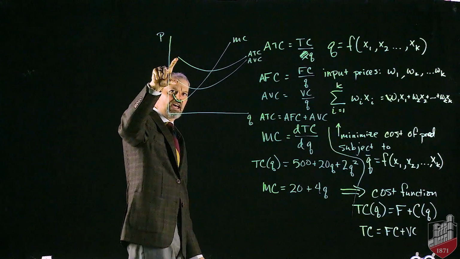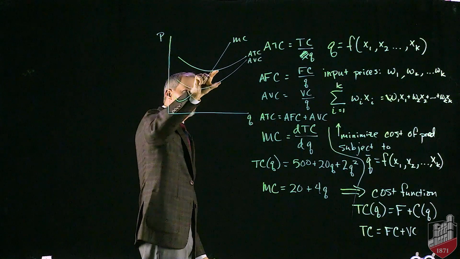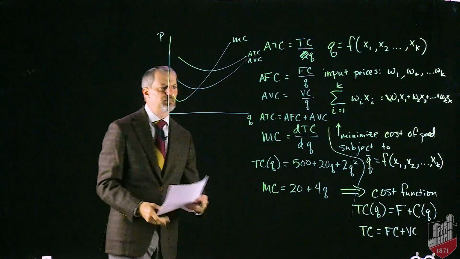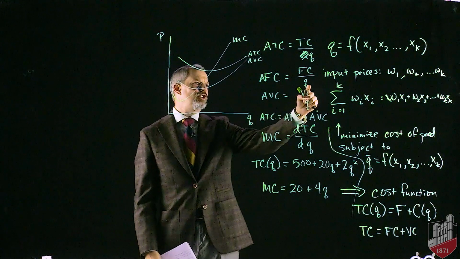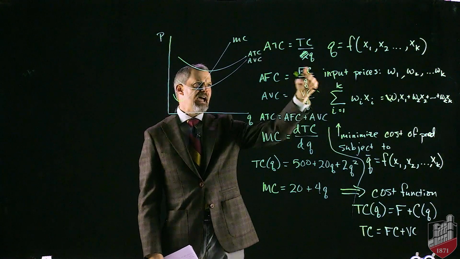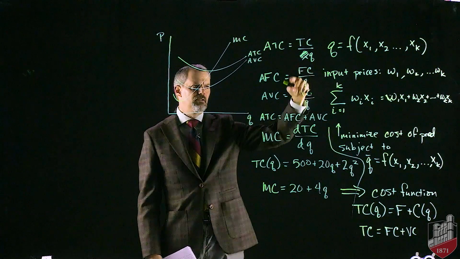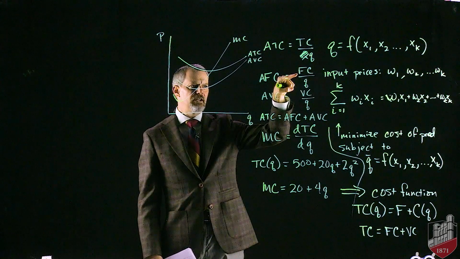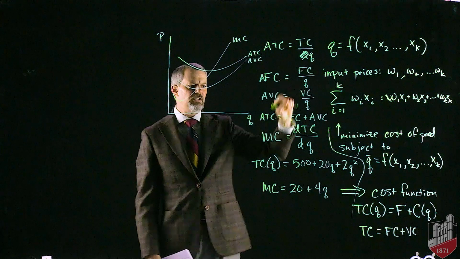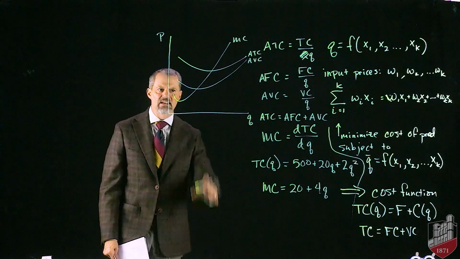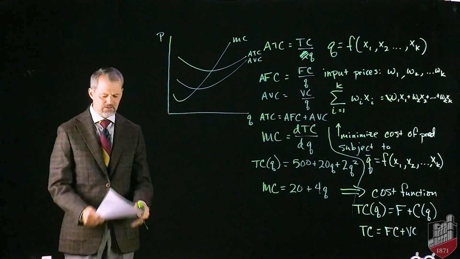And that's why this average fixed cost, the distance between these curves, is getting closer and closer, because as you increase Q, average fixed cost is going to 0. Remember, that numerator is fixed, so as we increase the denominator, that thing is getting asymptotically close to the horizontal axis.